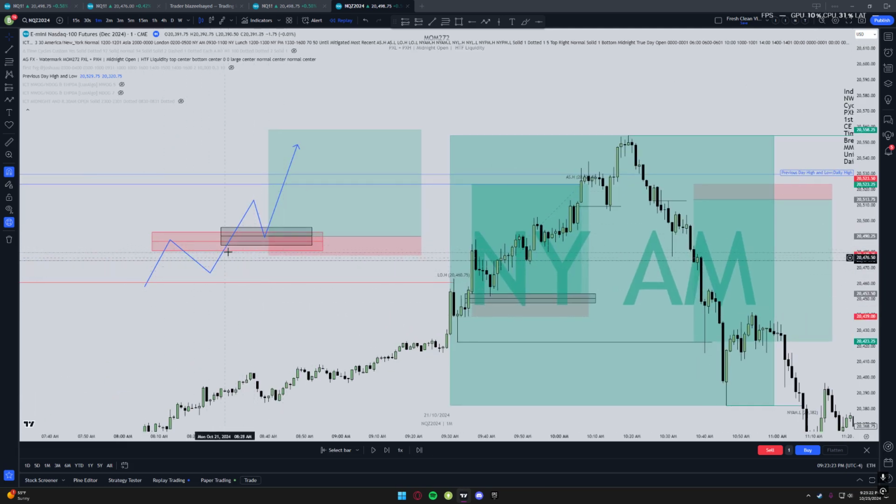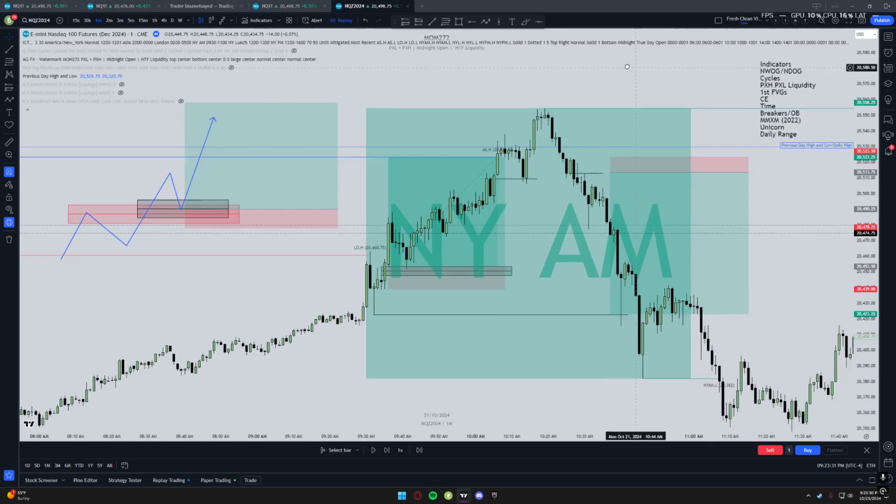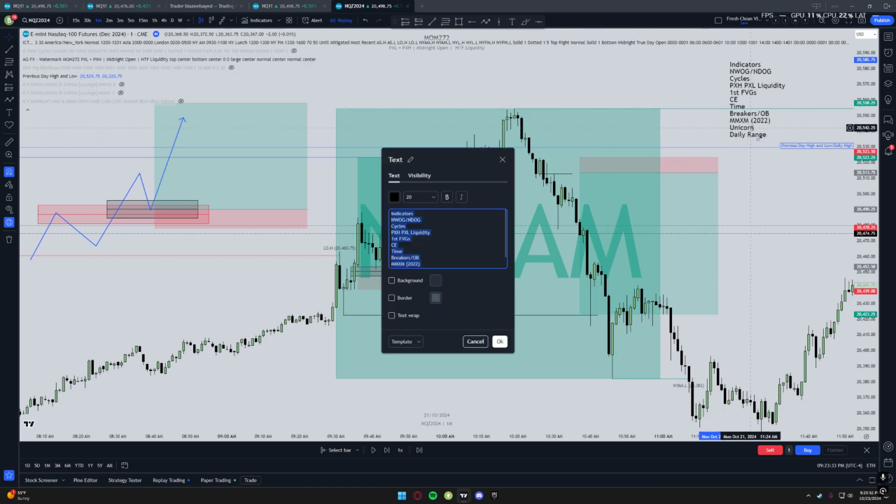It's called the unicorn because you get the breaker combo with the fair value gap. That's referred to as a breaker, a unicorn model.